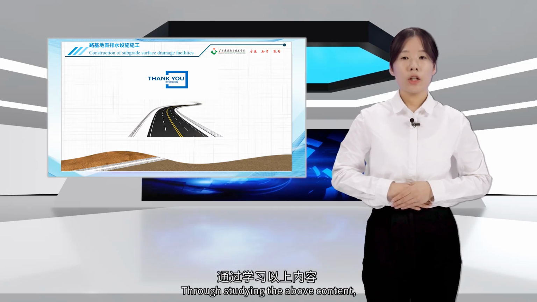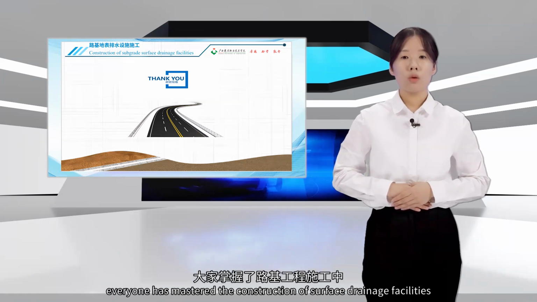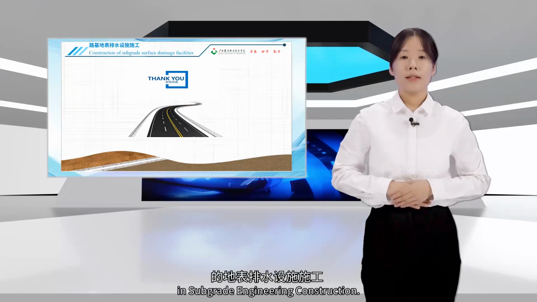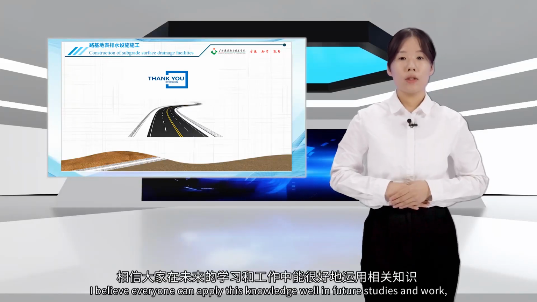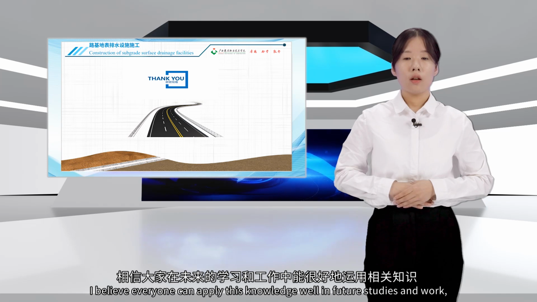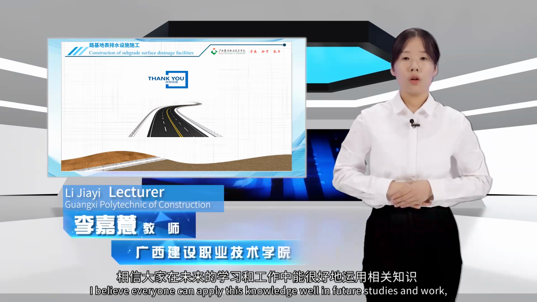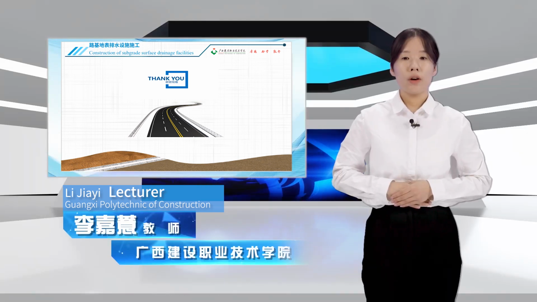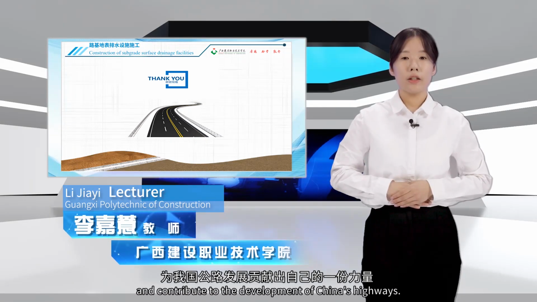Through studying the above content, everyone has mastered the construction of surface drainage facilities in subgrade engineering construction. I believe everyone can apply this knowledge well in future studies and work, fully embody the spirit of craftsmanship, and contribute to the development of China's highways.